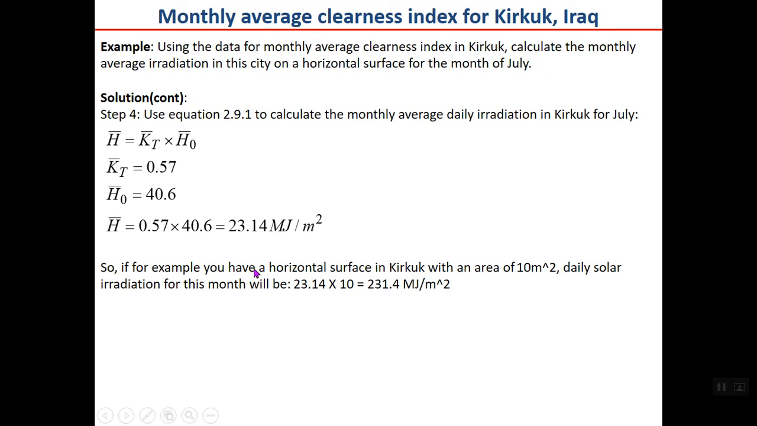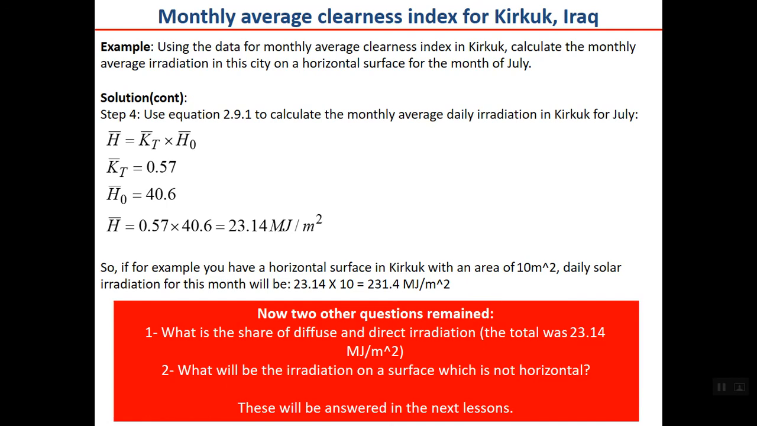So if, for example, you have a horizontal surface in Kirkuk with the area of 10 square meter, daily solar irradiation for this month will be 23 multiplied by 10, which is 231 megajoule. Sorry, the square meter unit should be deleted because we multiplied by the area. Megajoule is correct.